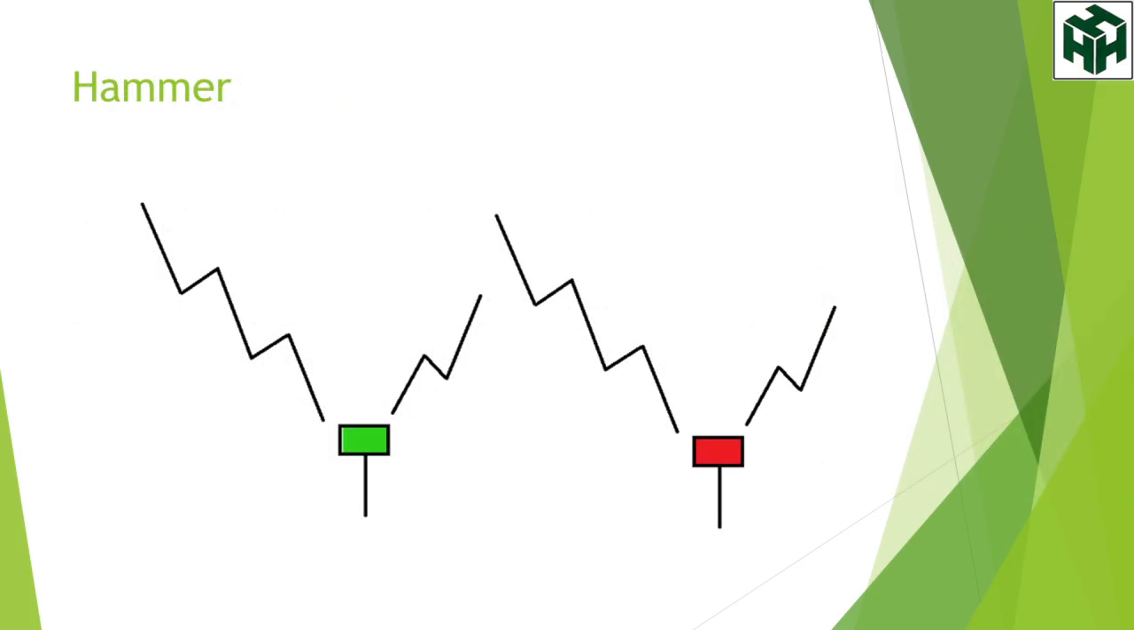So basically, a hammer happens at the end of a downtrend. As you can see on the chart, there is a continuous downtrend, and then the hammer happened, and then there is the trend reversal. So this can be the decisive candle where you can buy at the bottom and ride the rally.